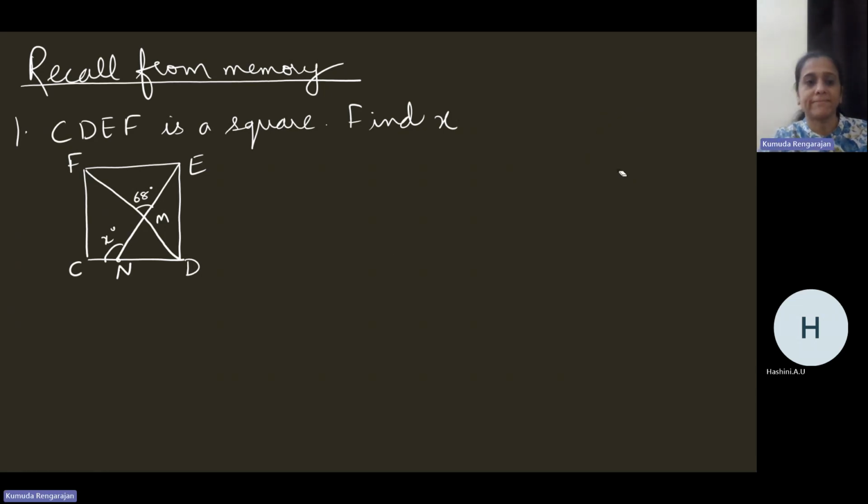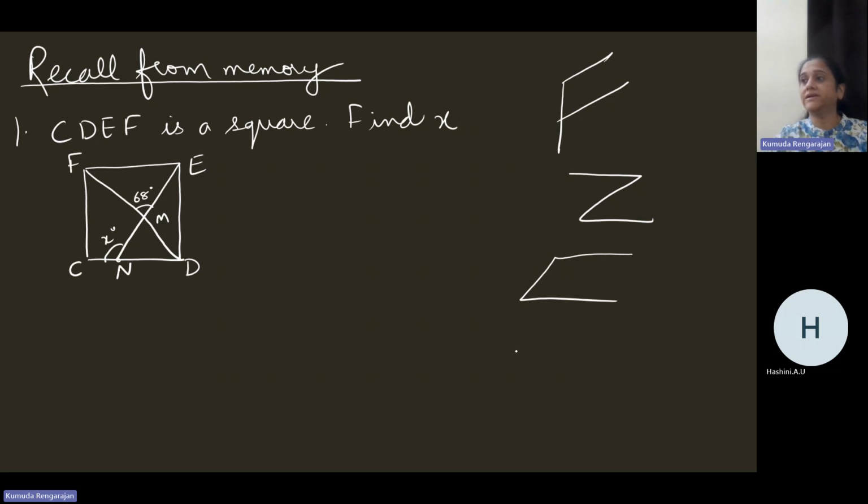What is the C shape? See, in parallel lines, we have only these letters: F or Z. F is for corresponding angles. Z is for alternate interior angles, and C for co-interior angles.